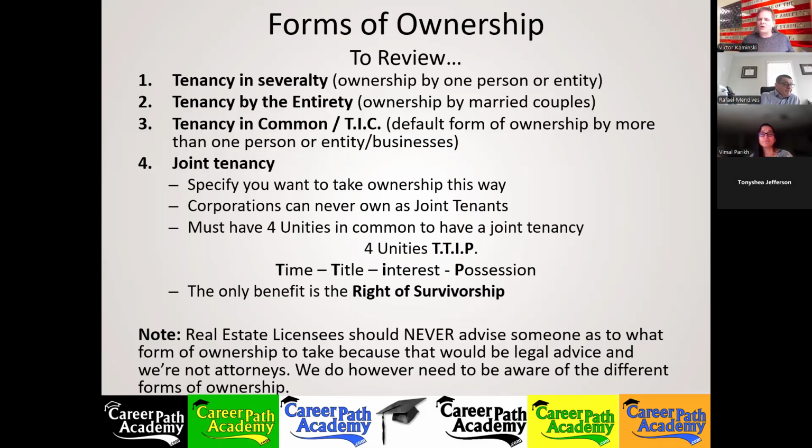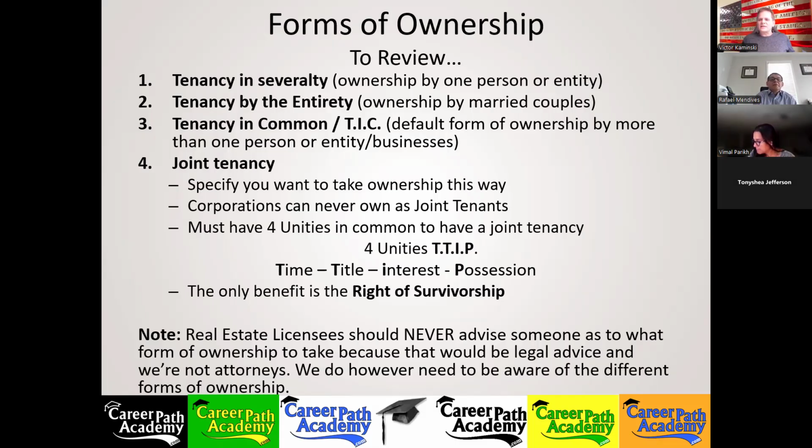But what is the only benefit to joint tenancy? It's the right of survivorship. And what is that? When a co-owner dies, the surviving co-owners automatically equally split the shares of the owner who died, until there's only one last man standing, so to speak, right? And then at that point they would own as severalty.